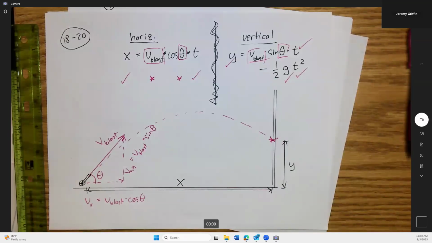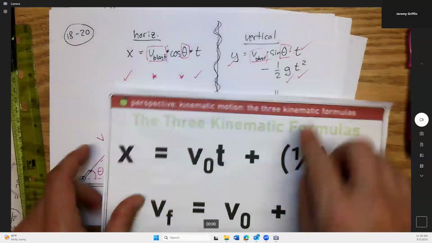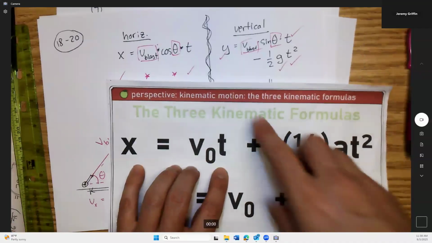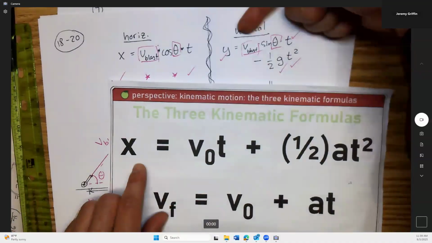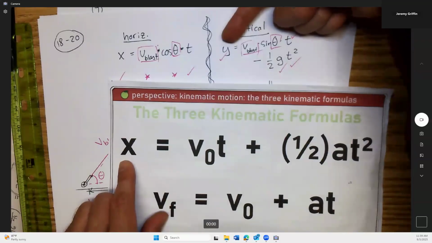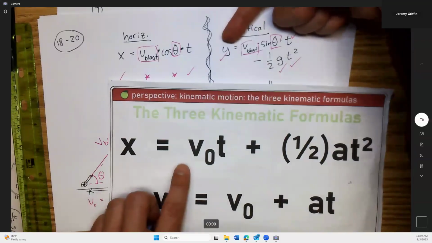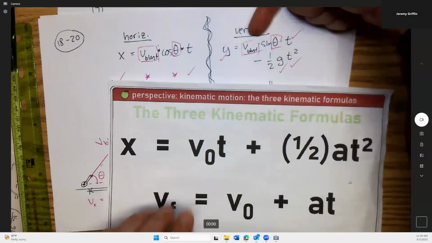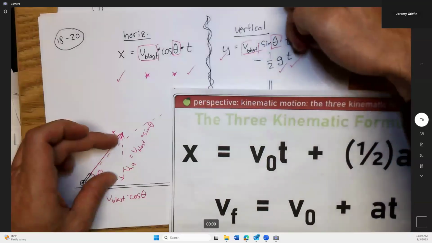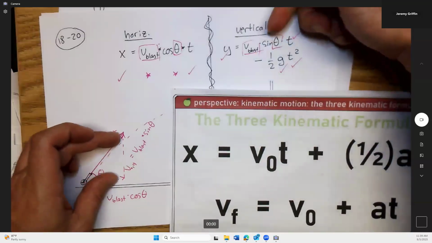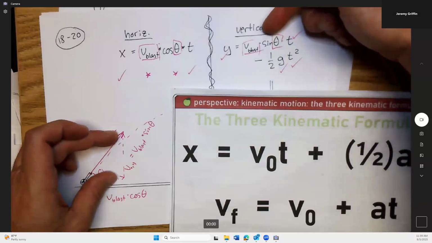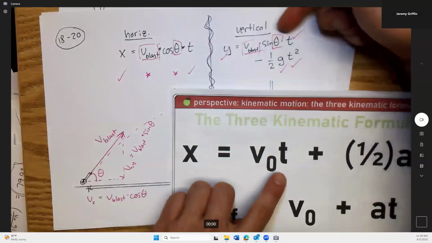Okay, guys. This equation right here is the first kinematic formula. We're doing strictly vertical. So for some displacement, I put y for vertical displacement, where it lands up the wall. The v initial is this component right here. It's not the full blast speed. It's the vertical component of the blast speed, which is V blast sine theta. And then this t is this t.